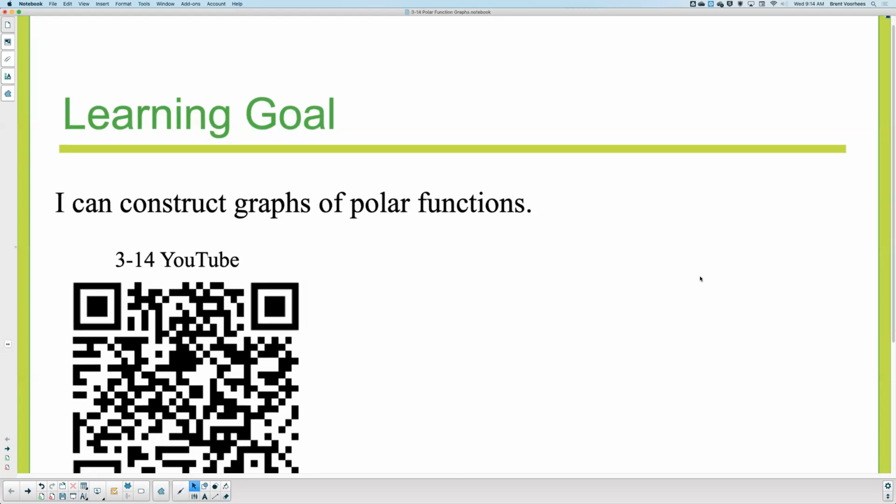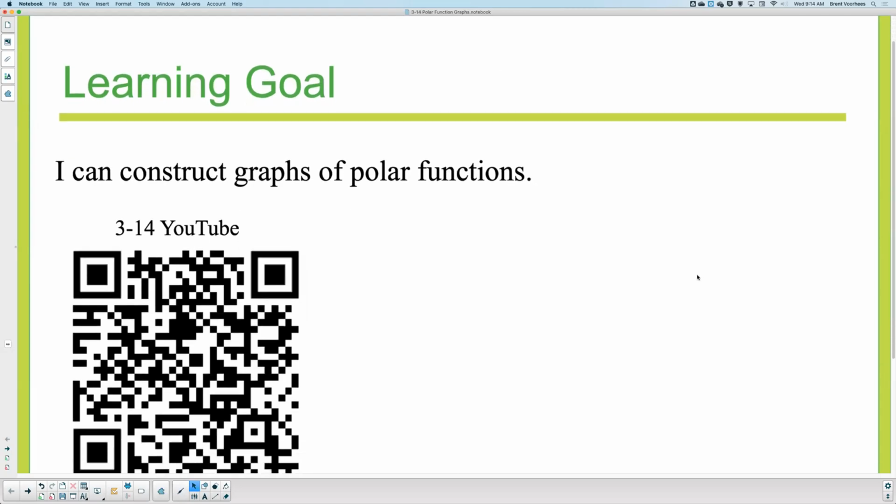Lesson 314. Today's all about constructing the graphs of polar functions. And I'm going to tell you right now, and I'm not being facetious, this one's pretty cool. We're going to see some different looking graphs that you haven't seen your calculator produce today. It's pretty neat stuff. Let's get started.